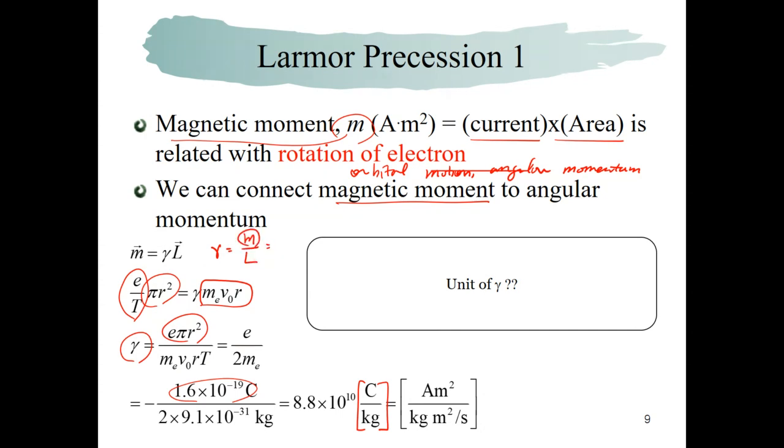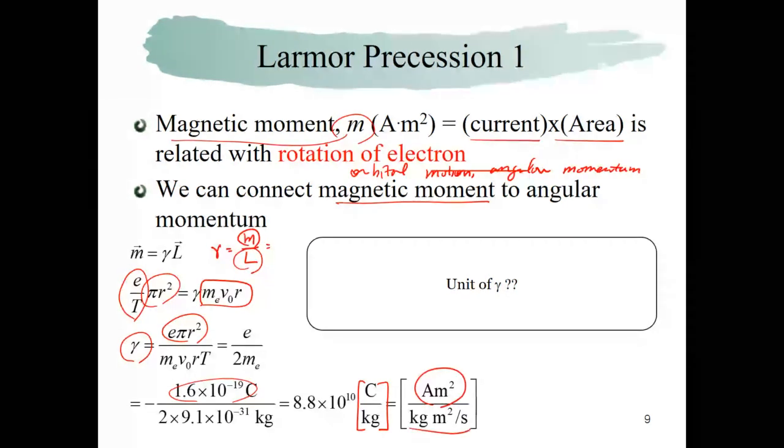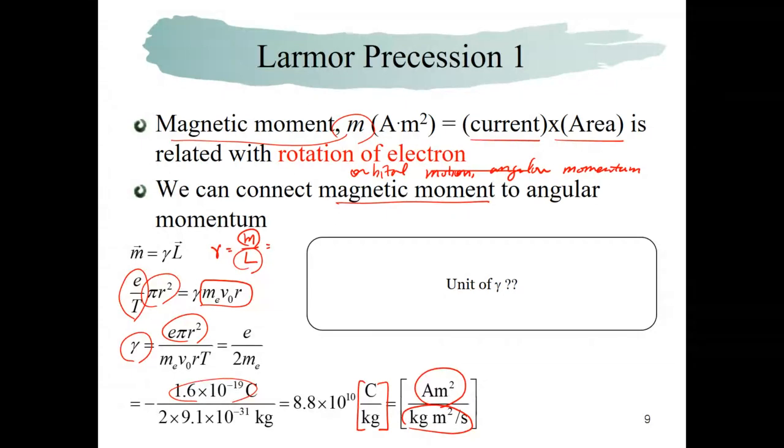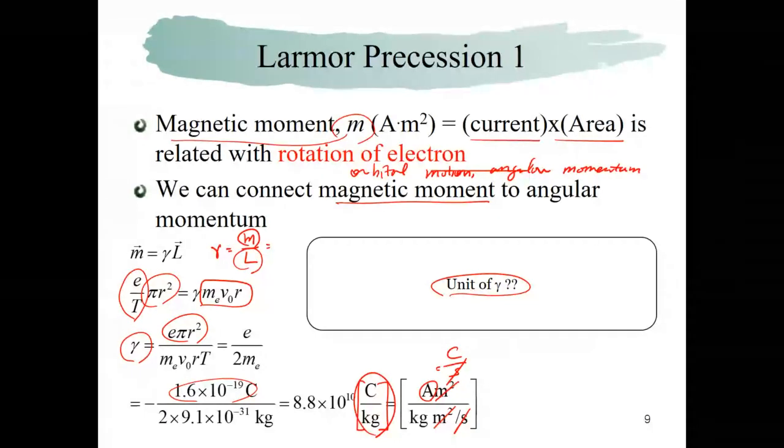So this is the unit of ampere meter square, and this is the angular momentum. So you can easily check it out. The M square can be dropped, and ampere is nothing else but coulomb per sec. So sec is dropped. So we only have a coulomb divided by kilogram. The unit of gamma is rather important, but the coulomb divided by kilogram doesn't make any sense.